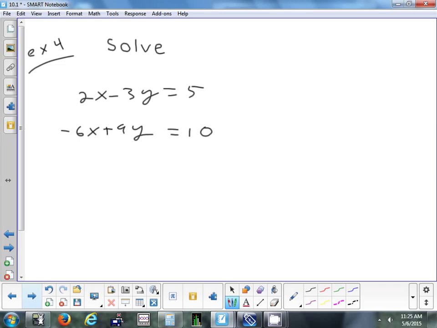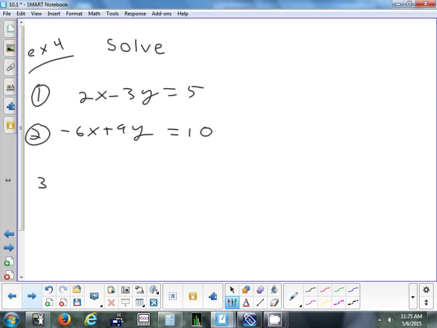All right. So since the x's are lined up, the y's are lined up, constants are lined up, I'd use elimination. In fact, we're only going to have to multiply one equation here. You want to see what you could multiply the top equation by? Yep. 3. Okay.